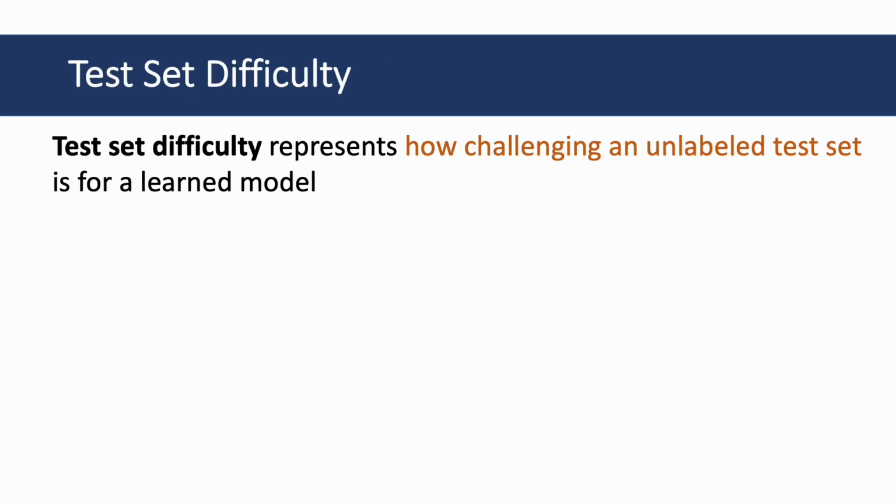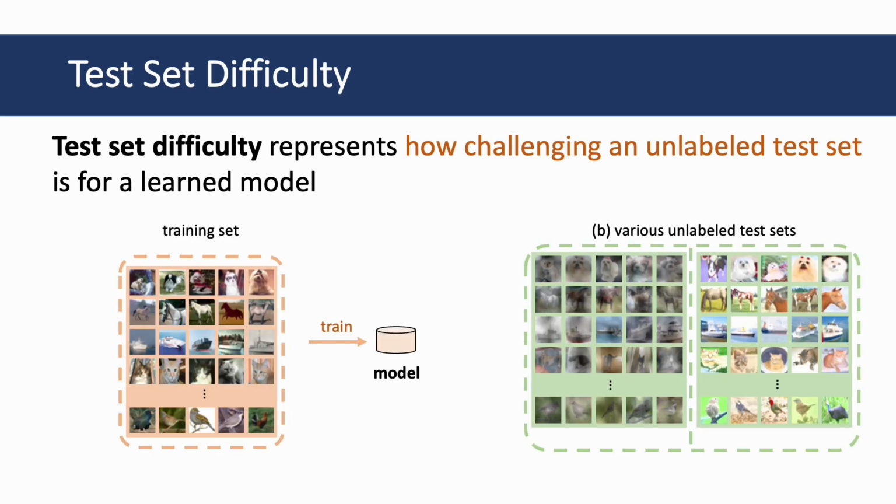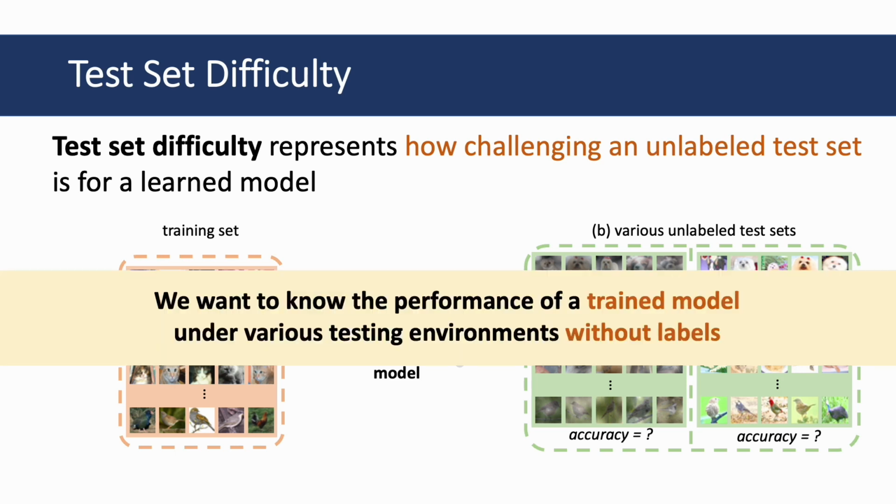Test set difficulty represents how challenging an unlabeled test set is for a learned model. We are given a trained model and various unlabeled test sets. We will deploy this model onto those test sets. A natural question is, how do we know the performance of the trained model on the various test environments without labels?